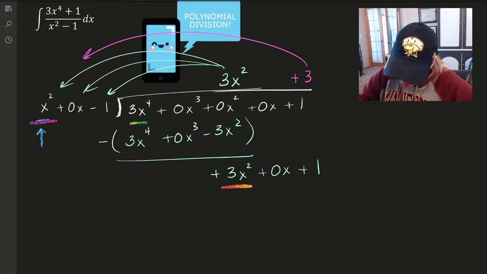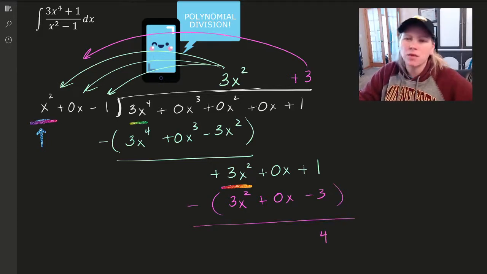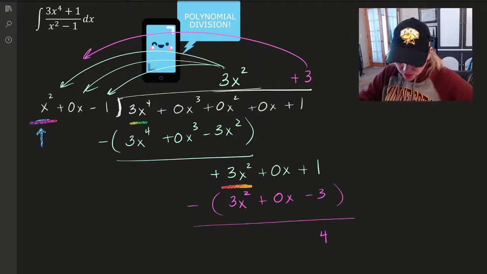So 3 times x squared is 3x squared. 3 times 0 is 0. And then 3 times negative 1 is negative 3. I'm going to do my subtraction. I'm going to get 1 minus negative 3 is 4. This is my remainder. And I know it's my remainder, and I know that I am done because there's nothing I can multiply x squared by.